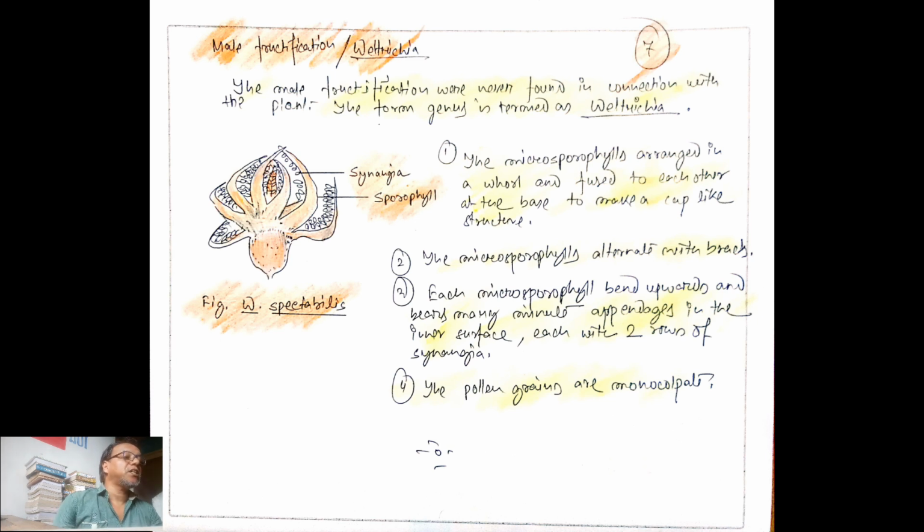The male fructifications were never found in connection with the plant. The form genus is termed as Weltrichia. The first point, the microsporophylls arranged in a whorl and fused to each other at the base to make a cup-like structure. The second point is, the microsporophylls alternate with the bracts. Number 3, each microsporophyll bends upwards and bears many minute appendages on the inner surface, each with 2 rows of synangia, and the pollen grains are monocolpate.